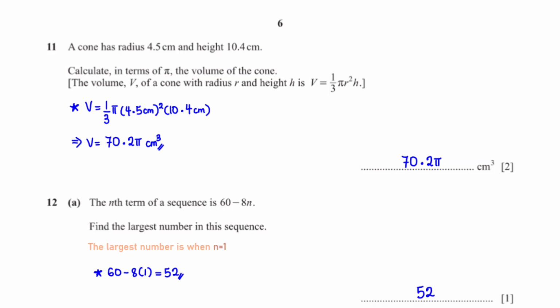The nth term of a sequence is 60 minus 8n. Find the largest number in this sequence. The sequence is a decreasing sequence. This means the largest term in the sequence is when n equals 1. When n equals 1, we have 60 minus 8 times 1, which is equal to 52.